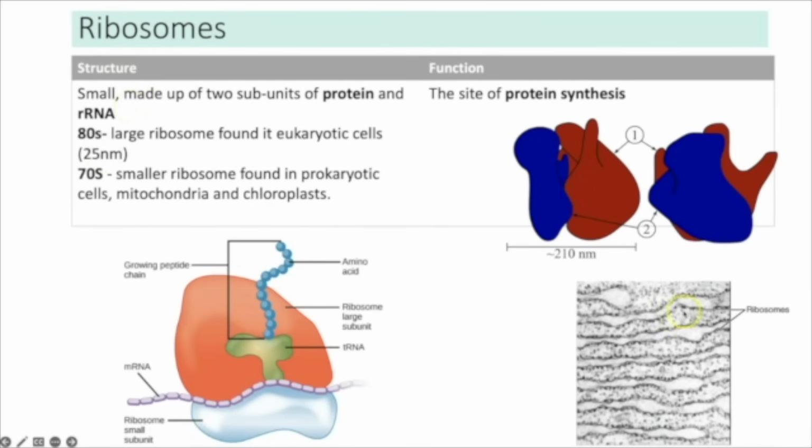You can see they're like these tiny dots in the microscope images. They're made up of 2 subunits of protein and RNA. So those are the 2 molecules it contains. There are 80S ribosomes, which are the larger ribosomes found in the cytoplasm of eukaryotic cells, or 70S ribosomes, which are much smaller, found in prokaryotic cells, and also in mitochondria and chloroplasts for eukaryotes. And the function is, it's where protein synthesis occurs.